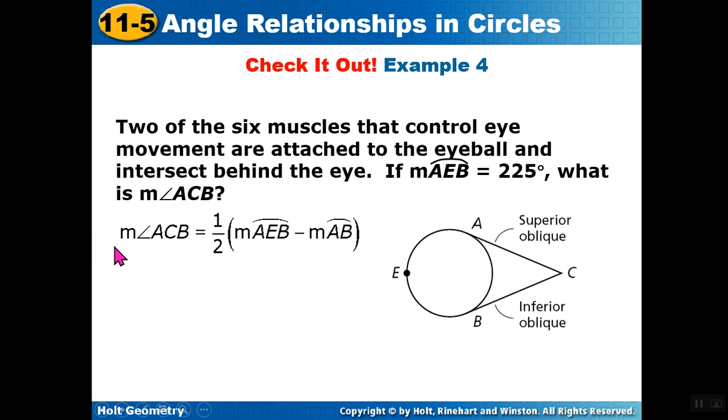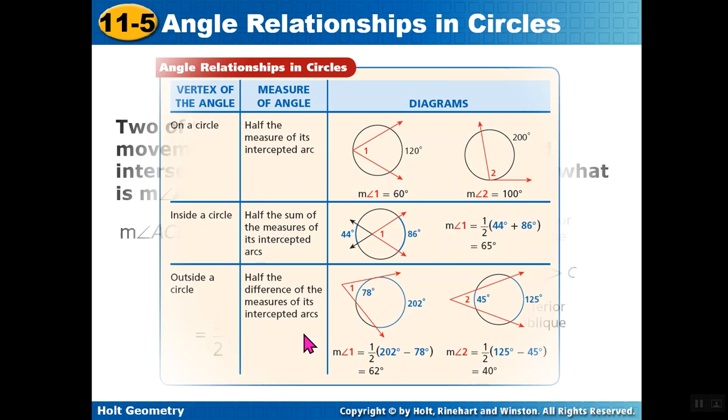Let's start the solution. Now measure of angle ACB is equal to half of the big arc minus the small arc. Okay, substitute the values that we have here. Half times 225 minus 135. From where is the 135? As we said, AEB and AB form a full circle. Full circle means 360 degrees. So this is 225. Subtract it from 360 to get this 135. Now subtract, then find the half, which is 45 degrees. This is the exterior angle measure.